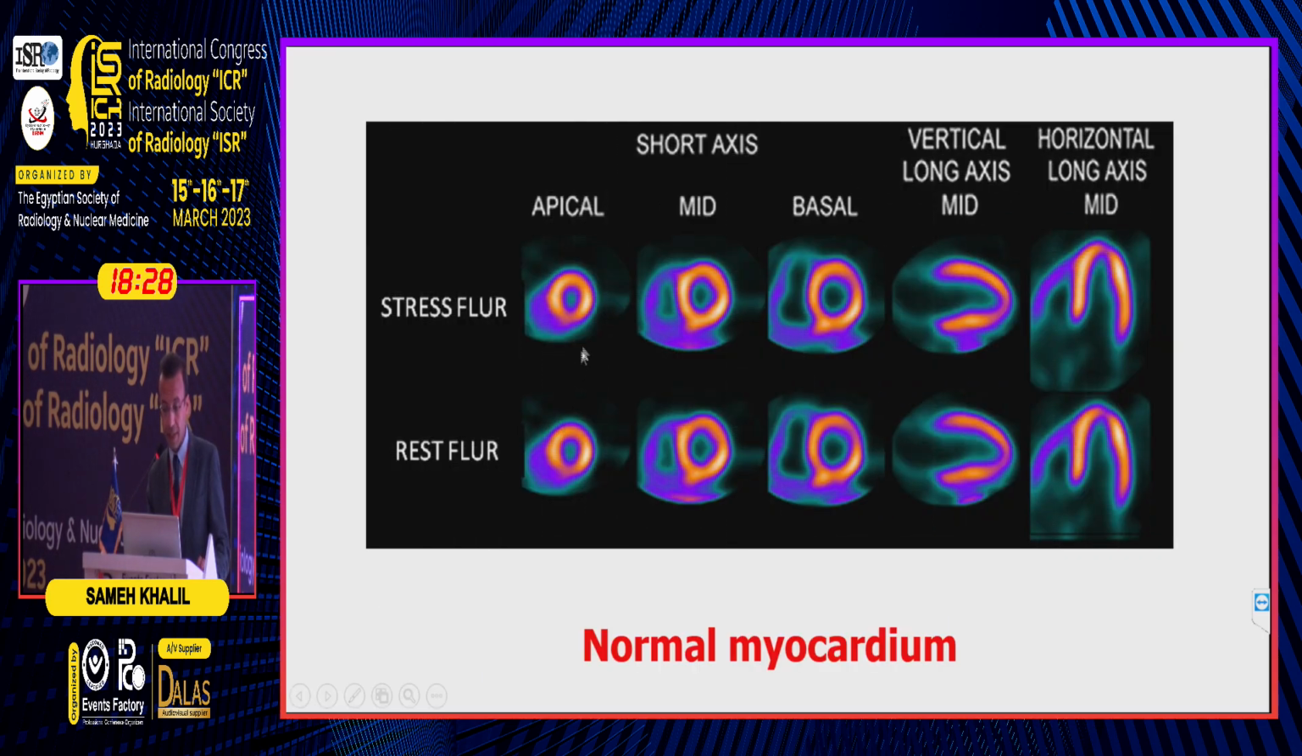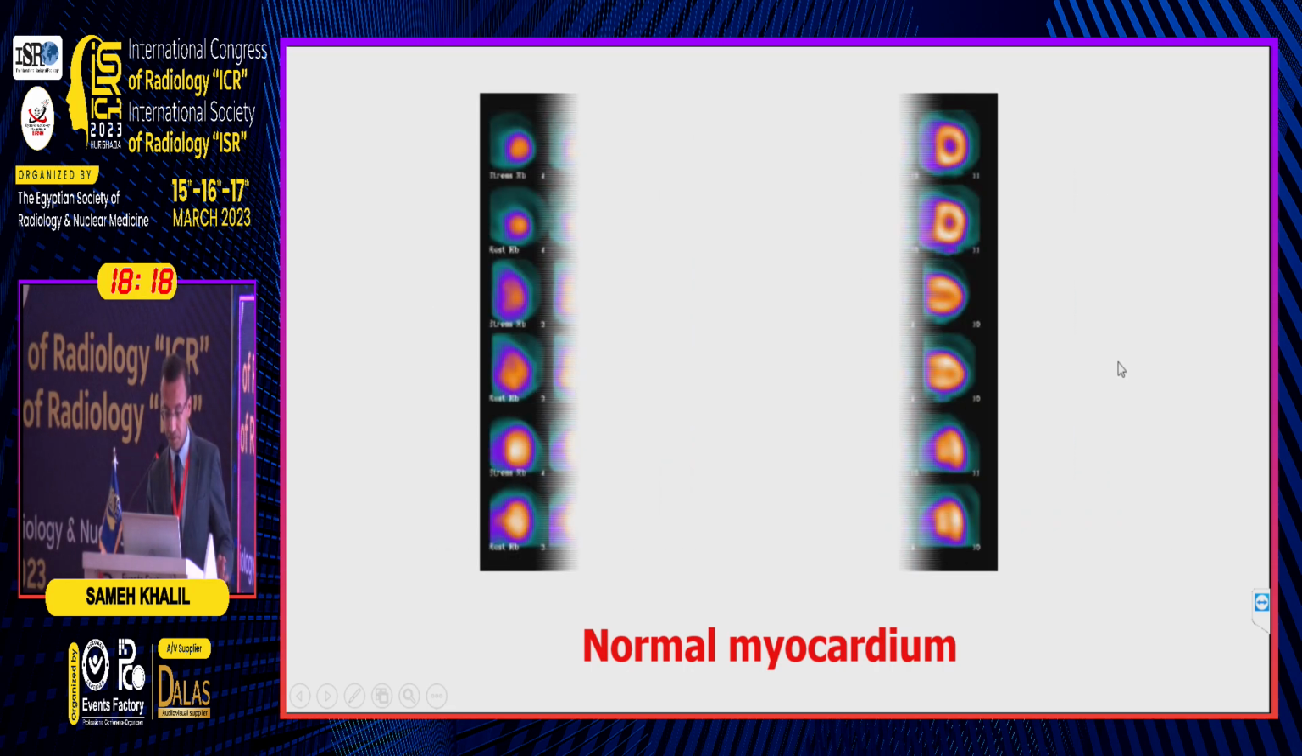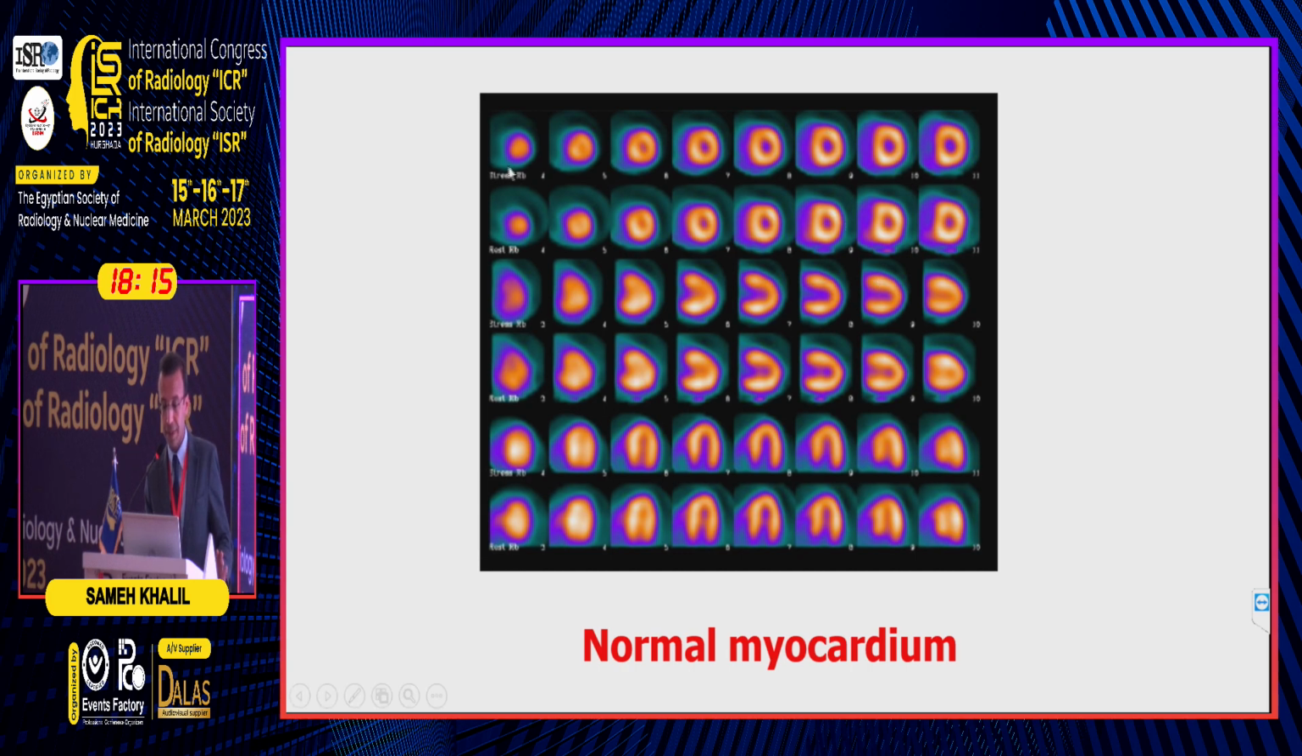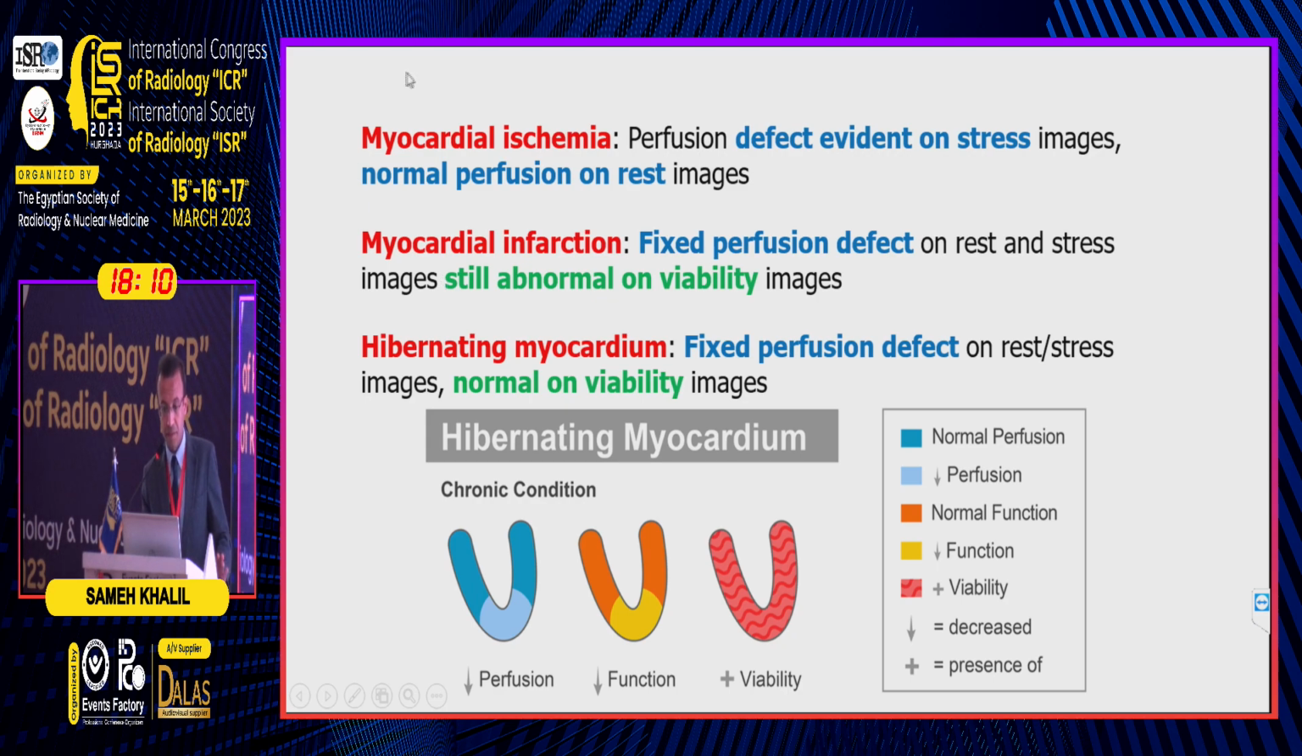This is our axis, the same axis as the cardiologist nomenclature: the short axis, 2-chamber, 4-chamber, and we do a stress study and a resting study. We need to differentiate myocardial ischemia, where we have a defect in stress images and reperfusion in the resting image. This patient deserves revascularization, either by stent or CABG.